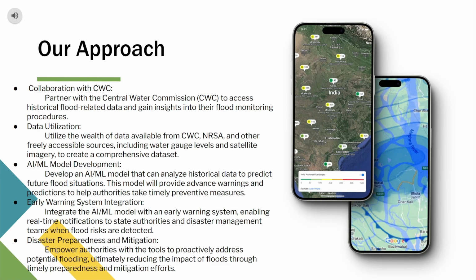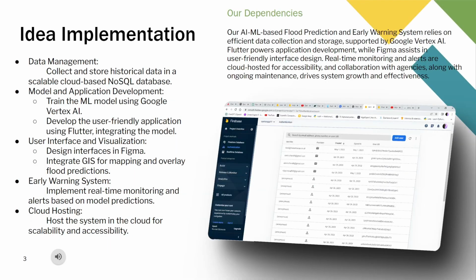On the right hand side, you can see our basic UI design prototype, and this is how the app will look once it's implemented through Flutter, which is the framework that we are using to implement our application. To implement this idea, we'll be collecting and storing the historical data in a scalable cloud-based NoSQL database, and we'll be training the ML, which is machine learning model, using Google's Vertex AI. And finally, to integrate the model and the application, we'll be using Flutter, which is the main framework for our application.